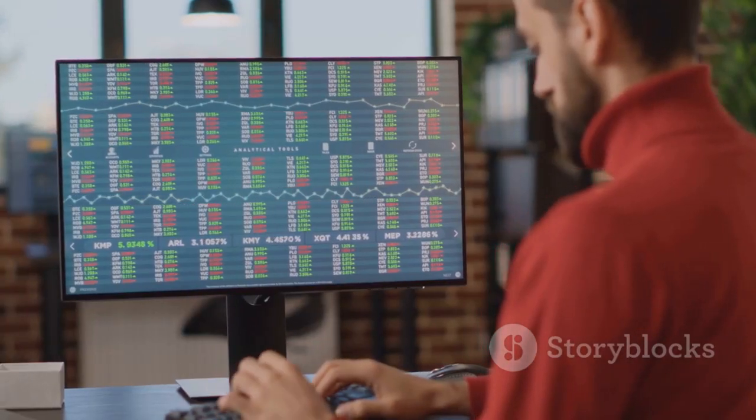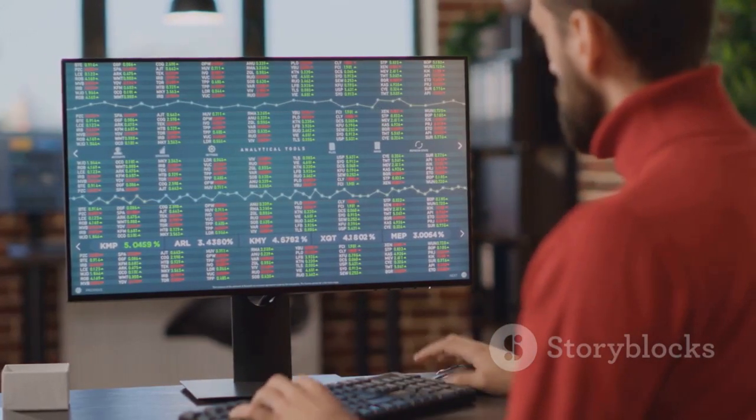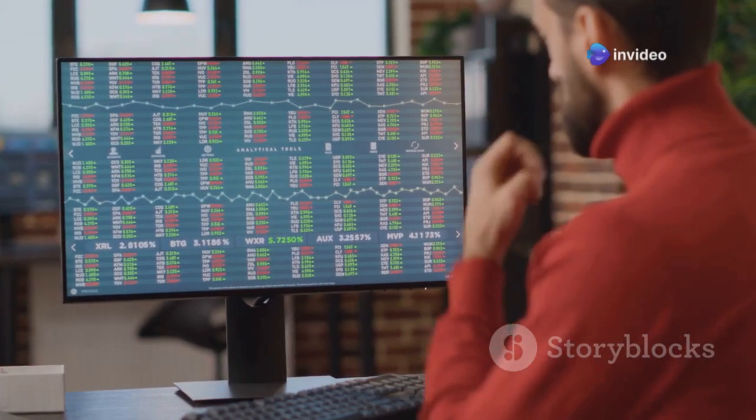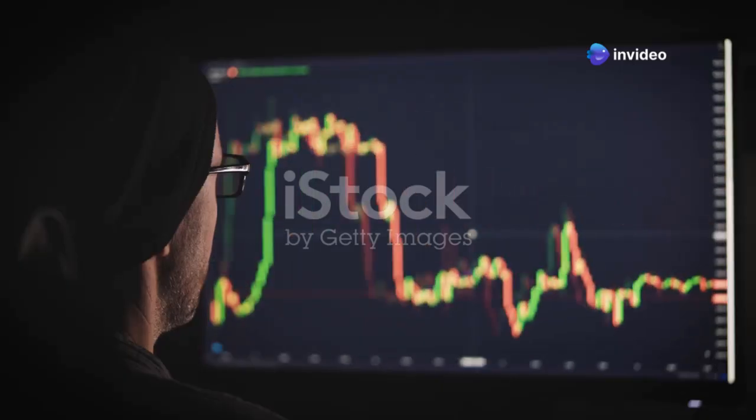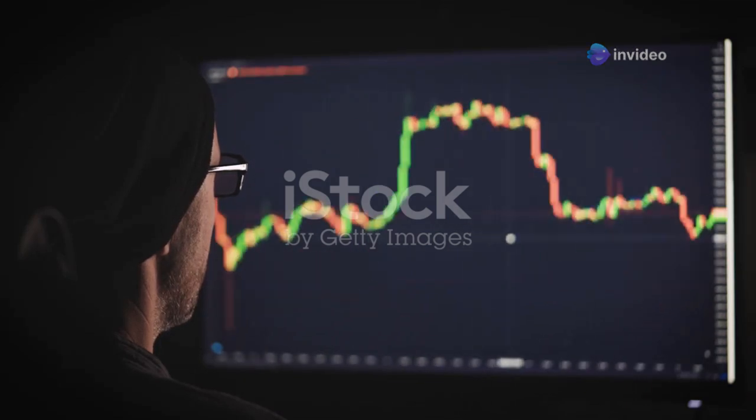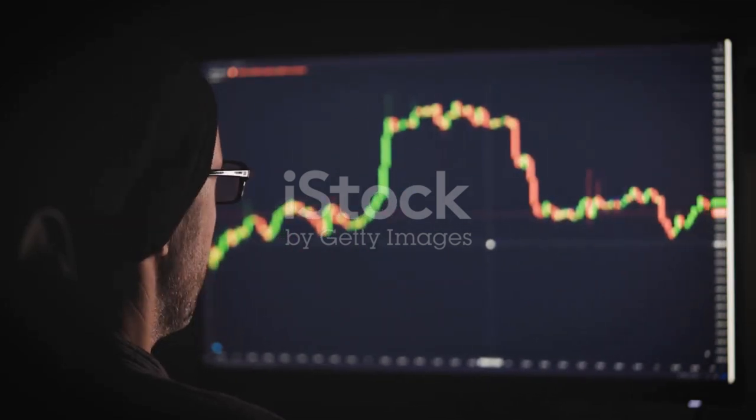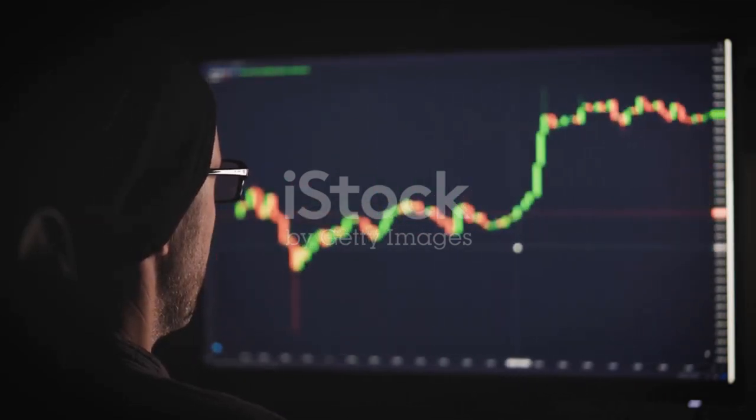Like any skill, it takes practice, patience, and discipline to master. Consistent effort and learning from your mistakes are crucial for long-term success. And just like any journey, there are bound to be some bumps along the road. These challenges can be learning opportunities if approached with the right mindset.